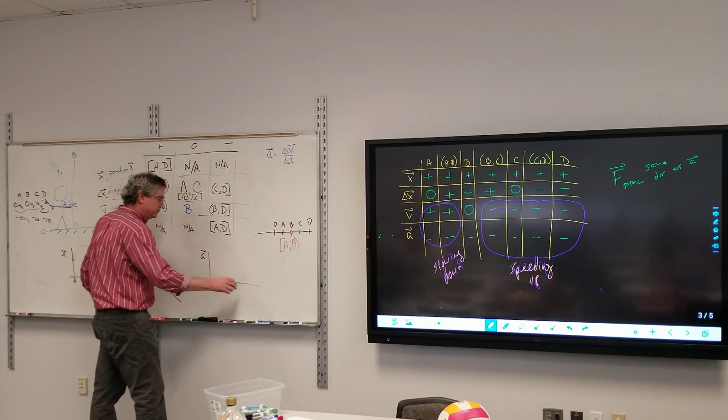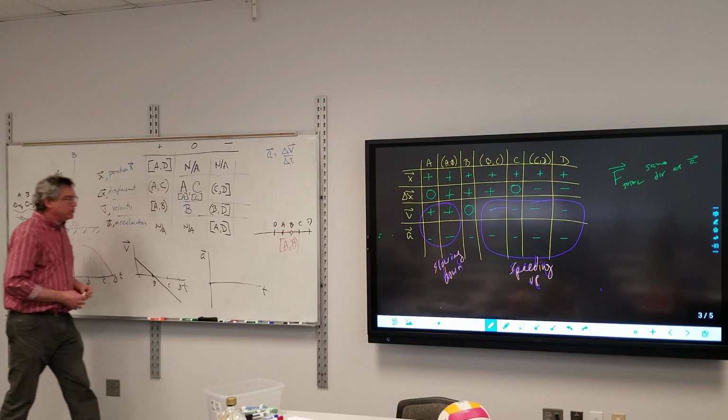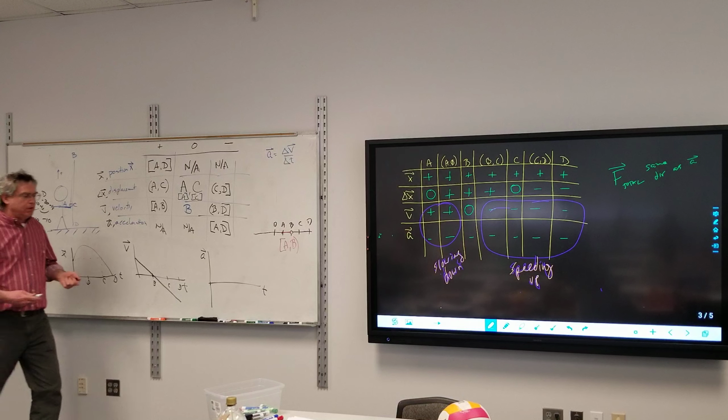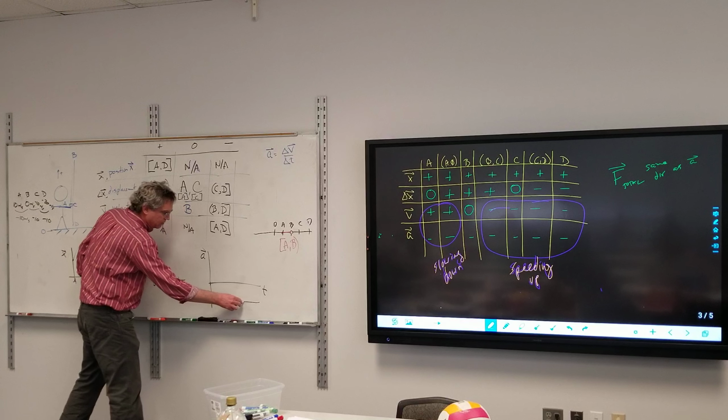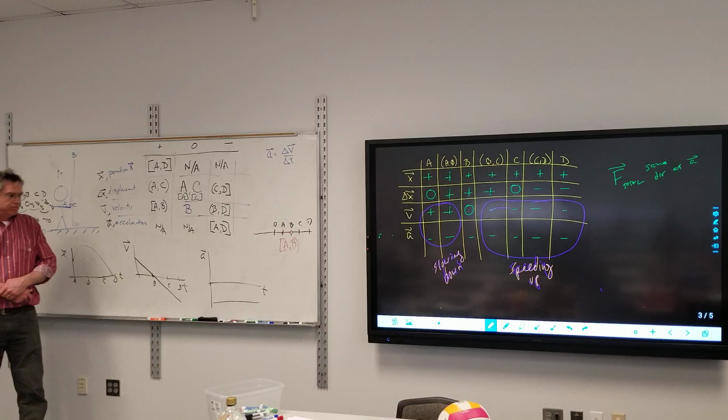My acceleration and time graph. Acceleration is negative the entire time, and it is some constant. It's constantly negative.